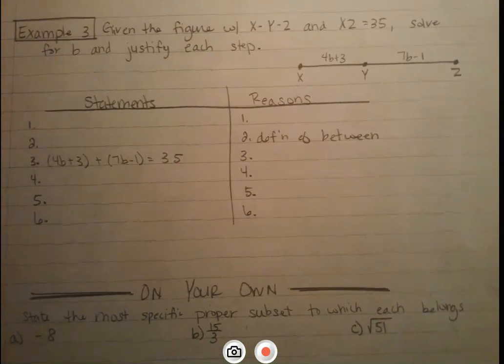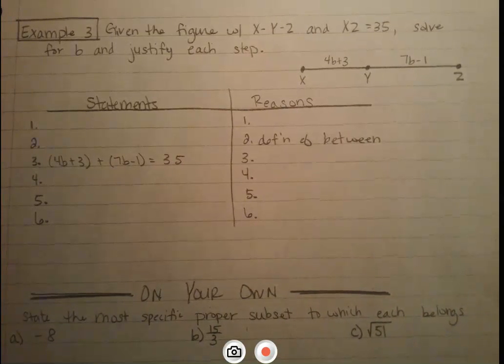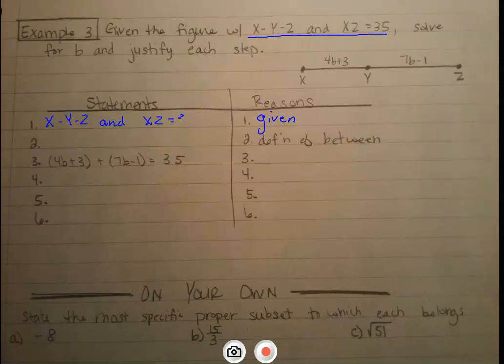All right, example 3. We are given the figure with x, y, z, and xz equals 35. Solve for b and justify each step. Yikes. But remember, the first step is given, right? The reason is always given. So what did they give us? They gave us x, y, z, and xz equals 35.